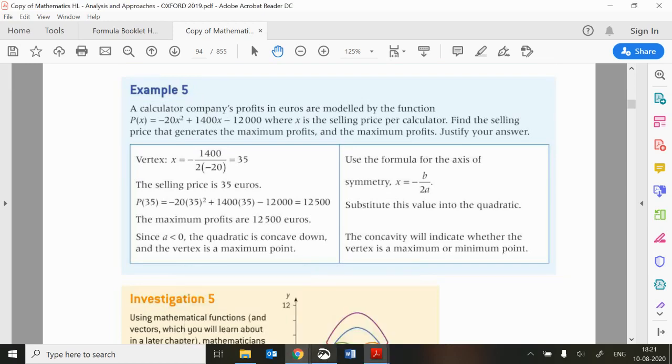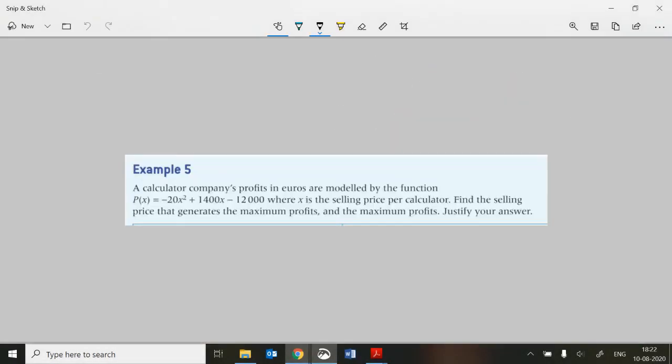Okay, so example number 5, I think I've got 2 more to do. Right, example 5 here. So now this is a problem in context. A calculator company's profits in euros are modeled by this function. Seems pretty straightforward, this question. They give us a function and they say x is the selling price per calculator, and then find the price that generates the maximum profits.